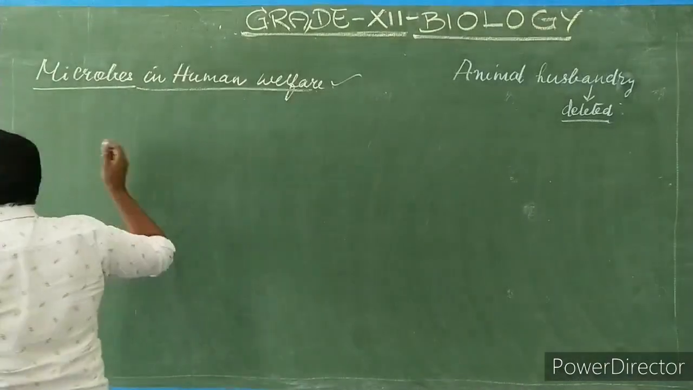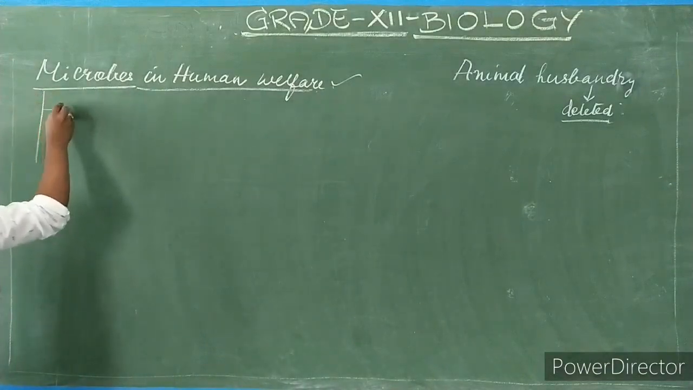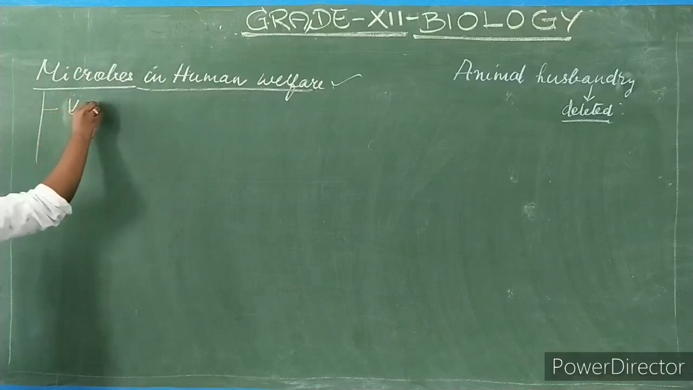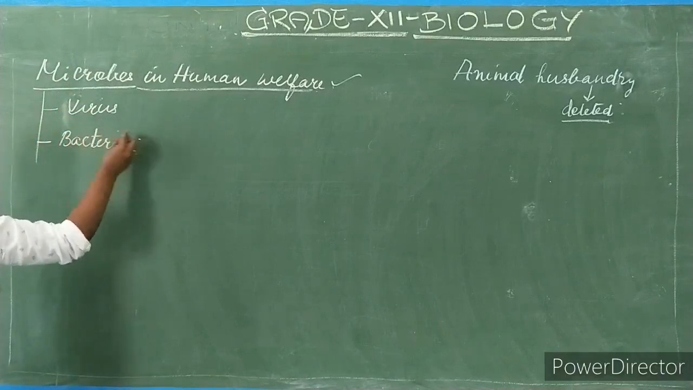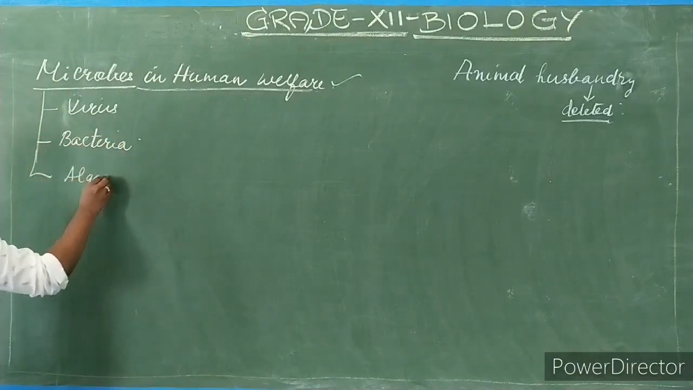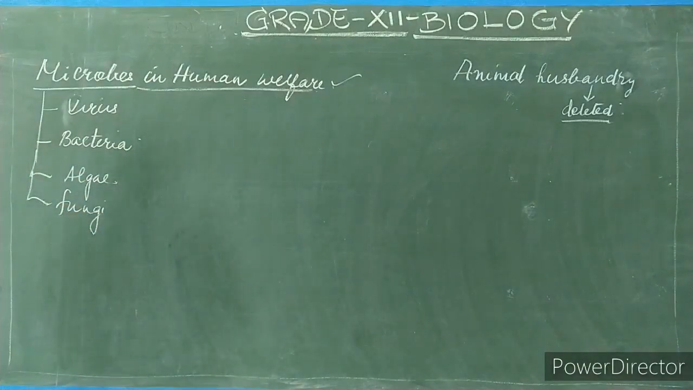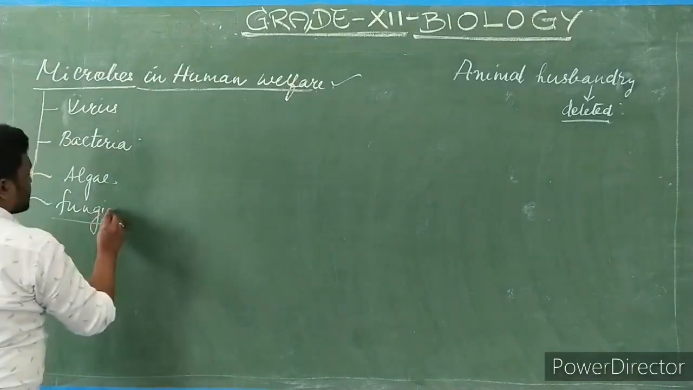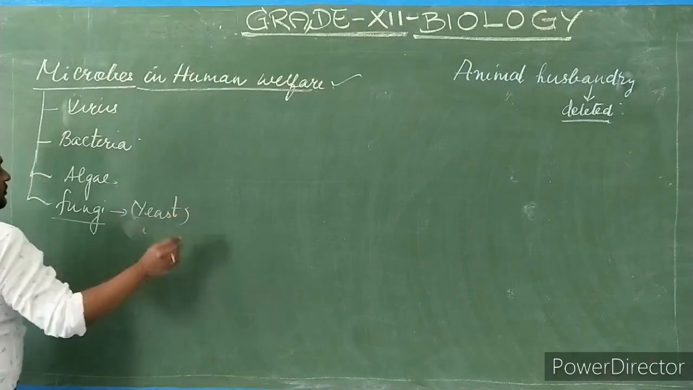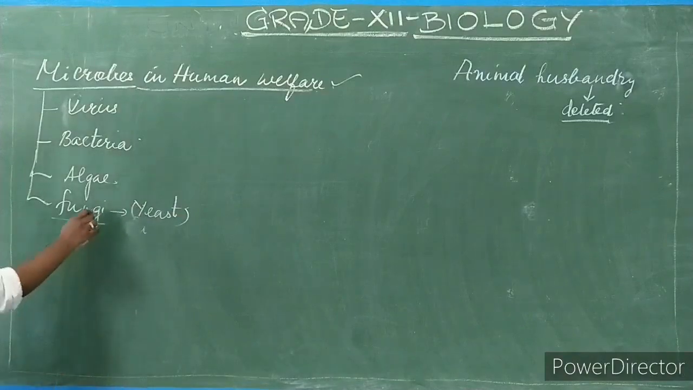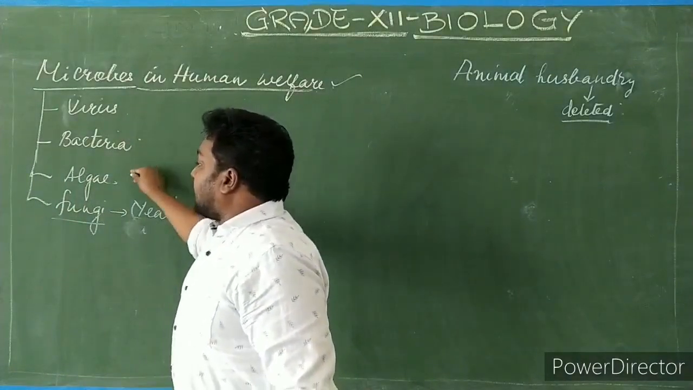What are those microorganisms? They include virus, bacteria, algae, and fungi. We'll take these four examples. The primitive fungi such as the yeast, Saccharomyces cerevisiae, cannot be seen with the naked eye. They can be seen only under the compound microscope, like virus, bacteria, algae, and fungi.